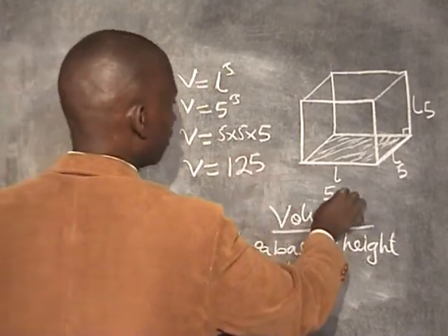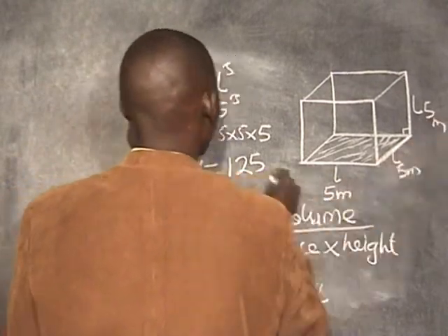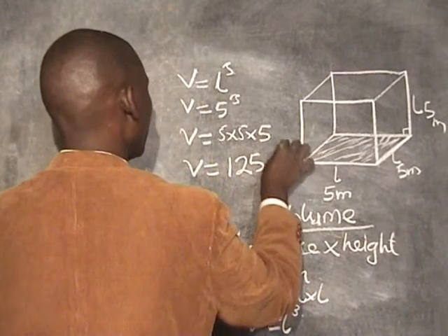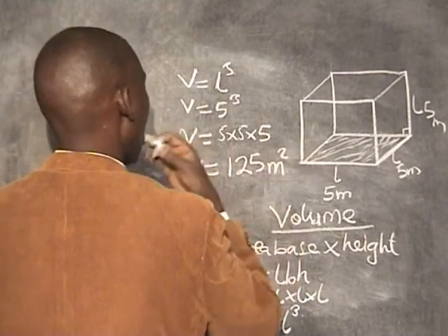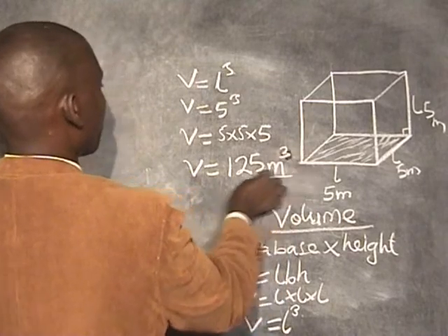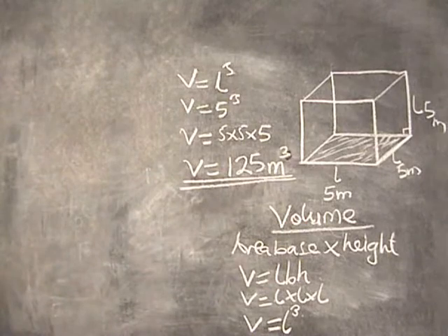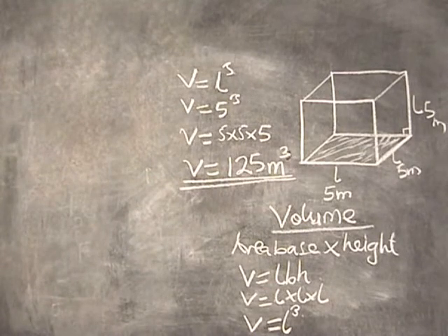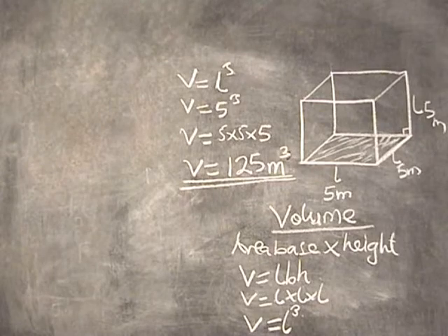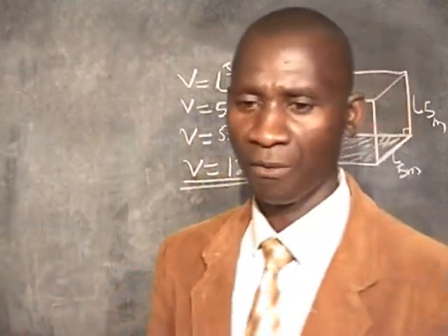125. Look at the units. If these are in meters, then the units must be cubed. You have to say units, and since it is volume, units cubic, it's not area. Any unit for volume must be cubic. I'm sure that is understood. That is the volume.